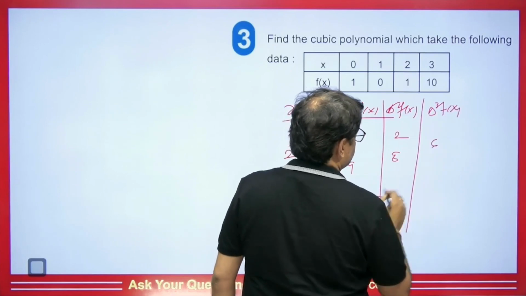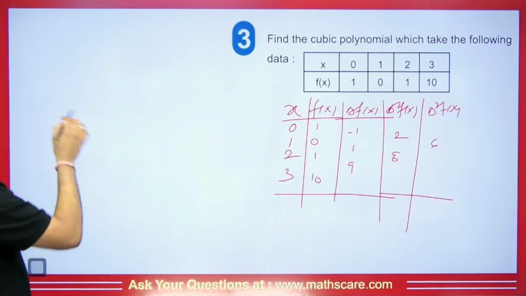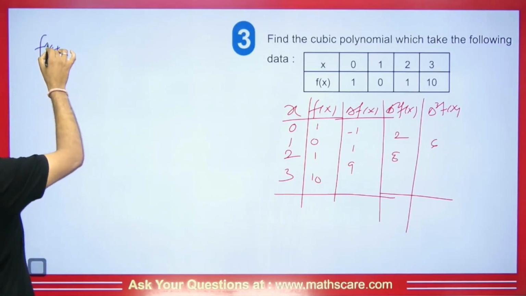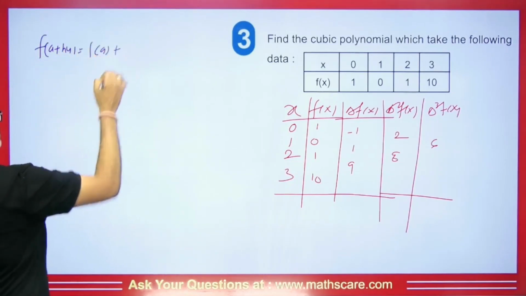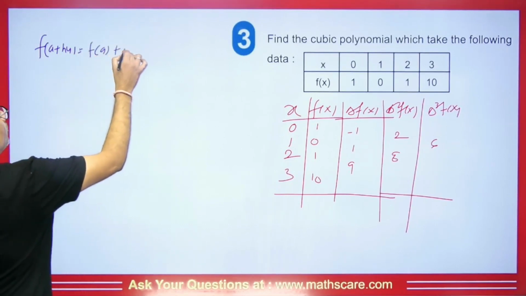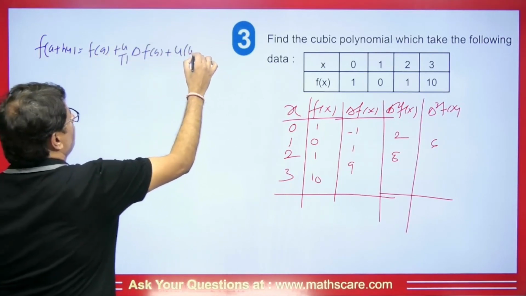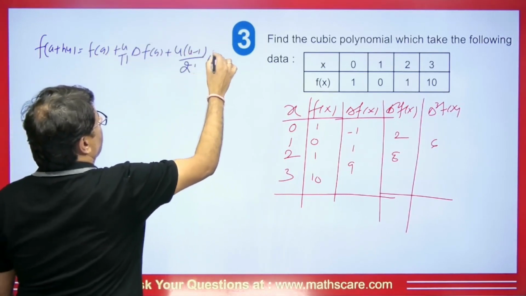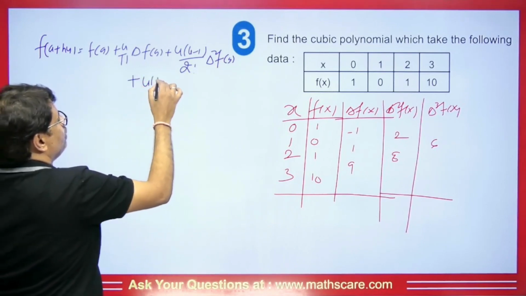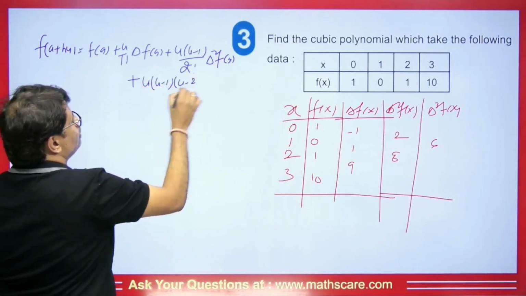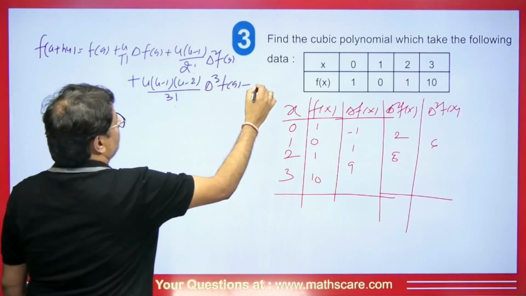So this will be 6, right? So this will be the value over here, right? Now we know that the Newton forward formula is f(a + hu) equal to f(a) plus u upon 1 factorial del f(a) plus u(u - 1) upon 2 factorial del square f(a). In this way, we have its value here. Next, we have u(u - 1)(u - 2) upon 3 factorial, so this will be del cube f(a). So this way its value keeps on going.